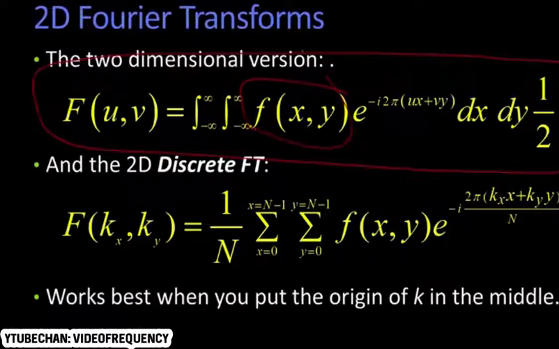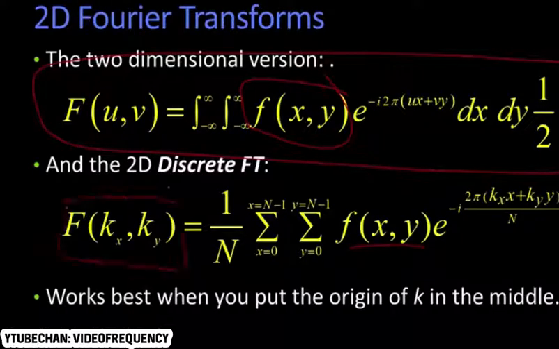Here we have f of xy. Well, when we do it in discrete land, f of xy is now going to be at discrete points. And then we have f of kx, ky, those are the 2 different frequencies: the discrete frequency in x, the discrete frequency in y. And by the way, this works in the middle. If you put the origin of k in the middle, you want to put the 0 in the middle, so from minus n over 2 to plus n over 2.